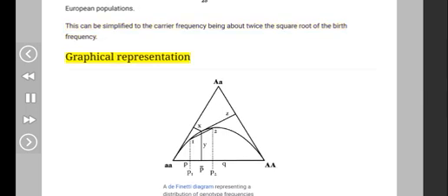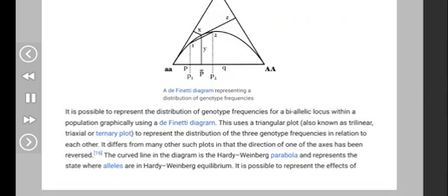Graphical representation. A De Finetti diagram representing a distribution of genotype frequencies. It is possible to represent the distribution of genotype frequencies for a biallelic locus within a population graphically using a De Finetti diagram. It uses a triangular plot, also known as trilinear, triaxial or ternary plot, to represent the distribution of the three genotype frequencies in relation to each other. It differs from many other such plots in that the direction of one of the axes has been reversed.